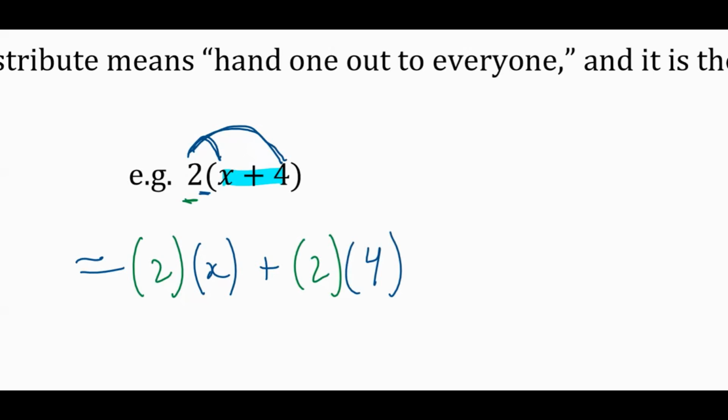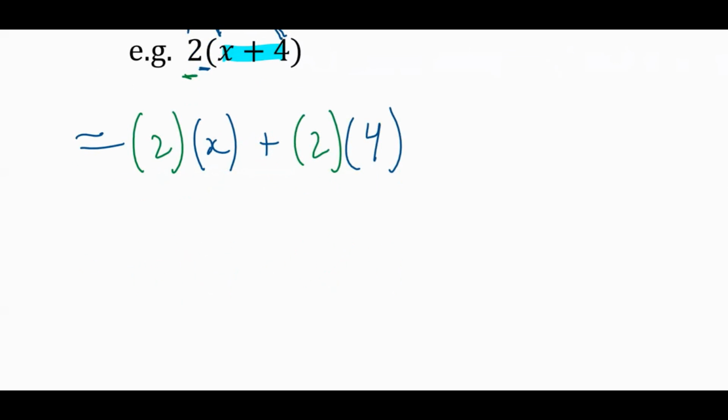So that's where these algebra skills like distributive property come into play. It allows me to manipulate the expression, change what it looks like when I can't actually do the adding. So what is 2 times x? It's just 2x. What is 2 times 4? It's 8.